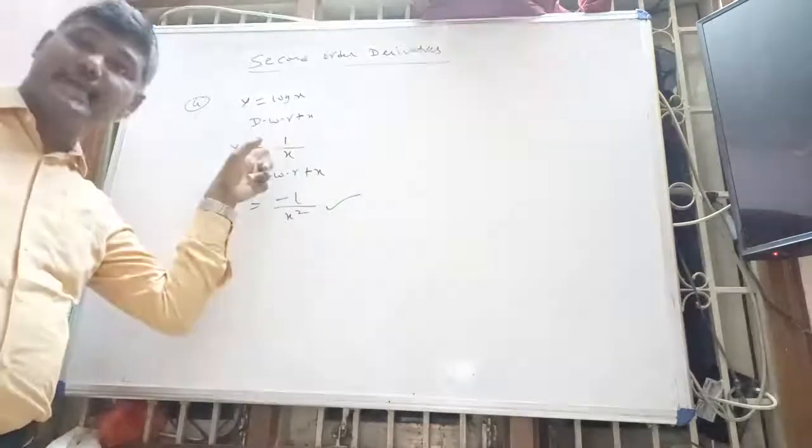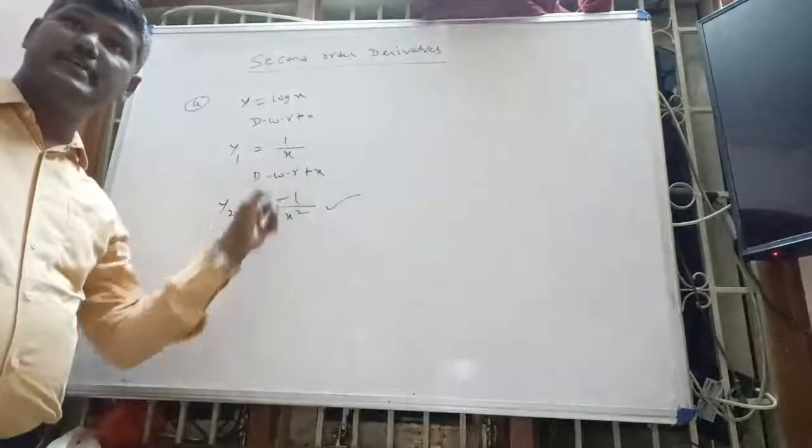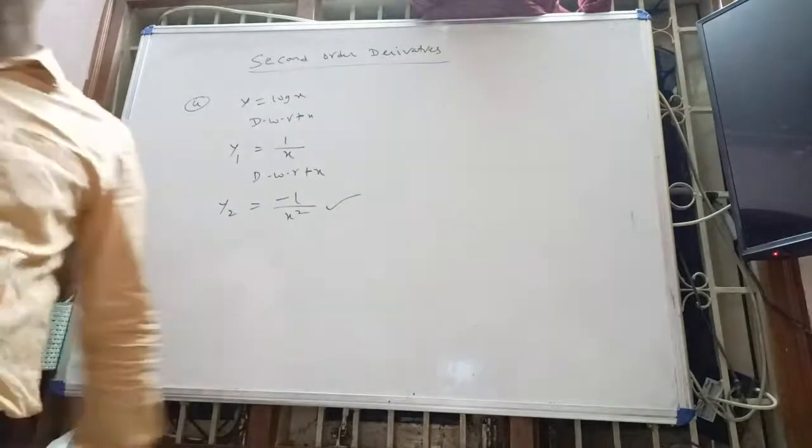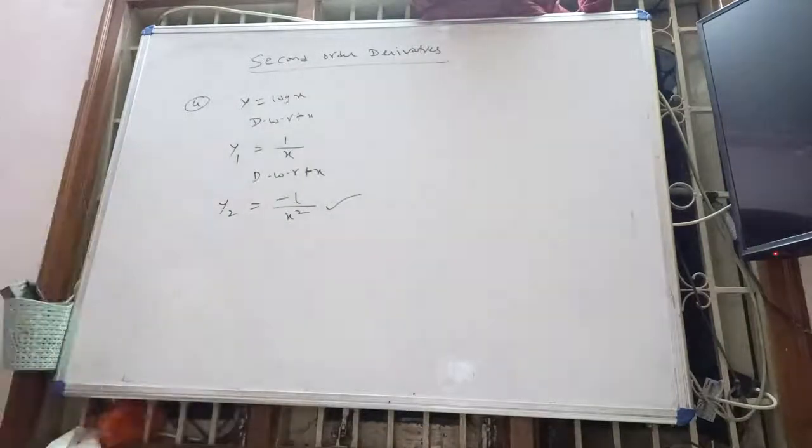Log x derivative is 1 by x. 1 by x derivative is minus 1 by x square. That's it. Answer over. Are you clear what I'm explaining, everybody?